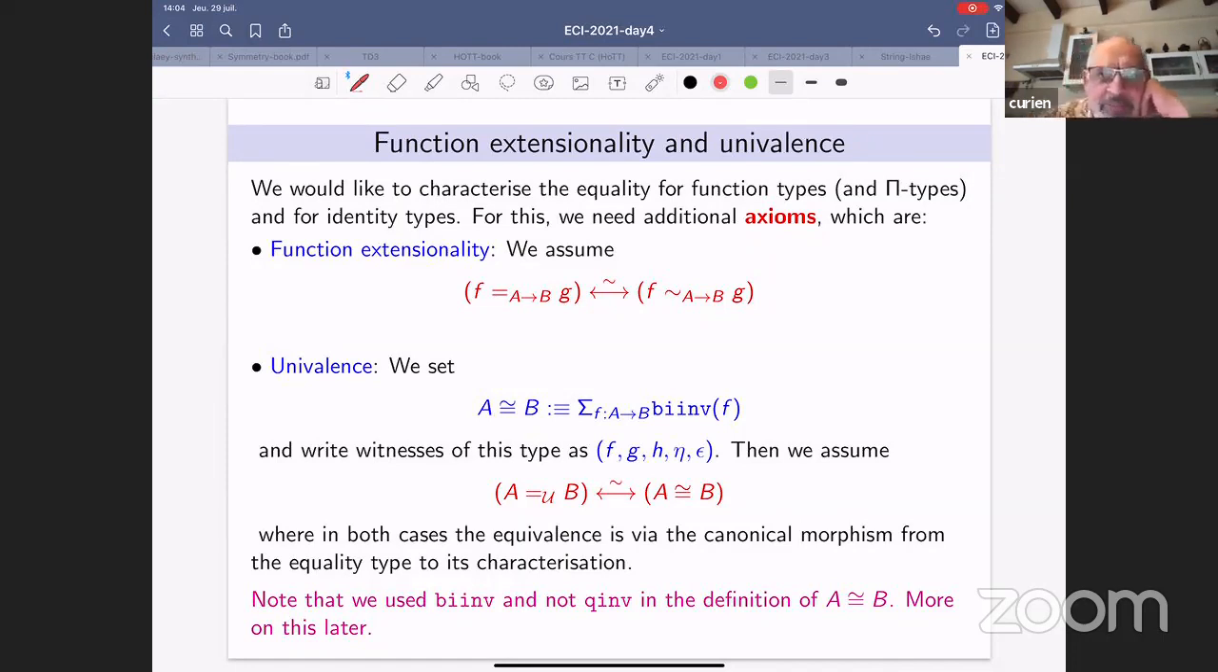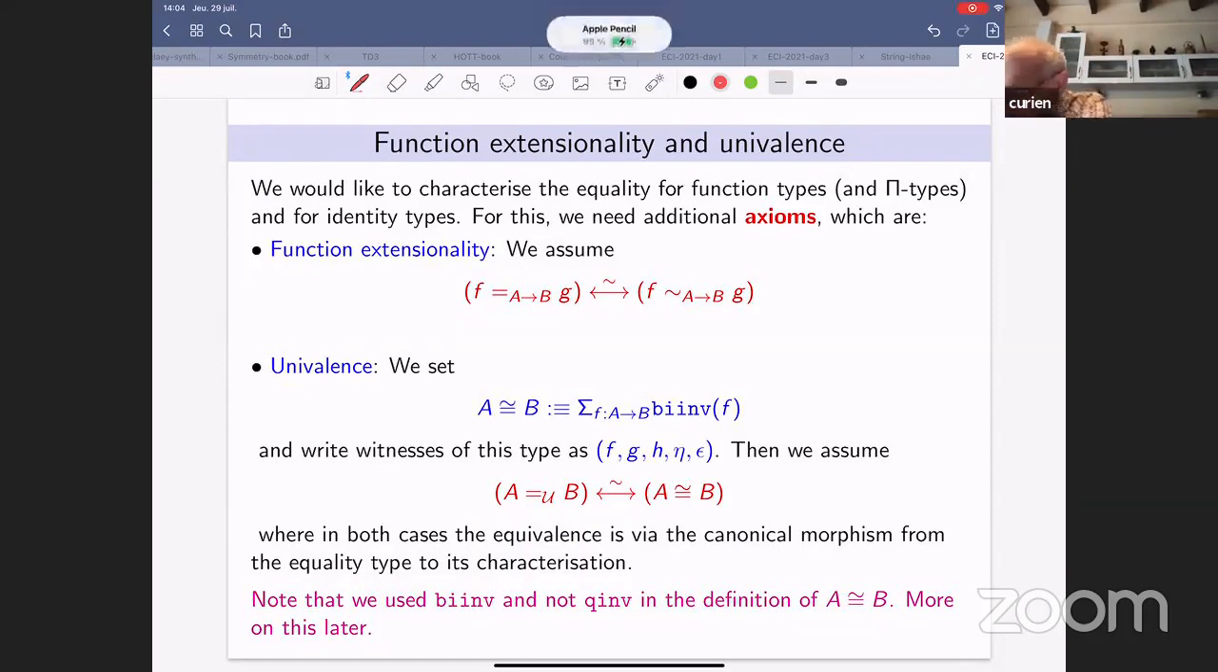Okay, so let me try to start. So as usual, this is day 4, and today we will complete the study of equivalences. There are a lot more things to say about equivalences in homotopy type theory.